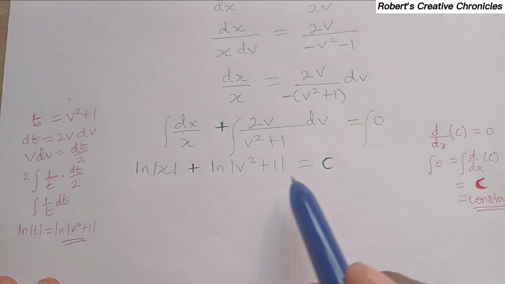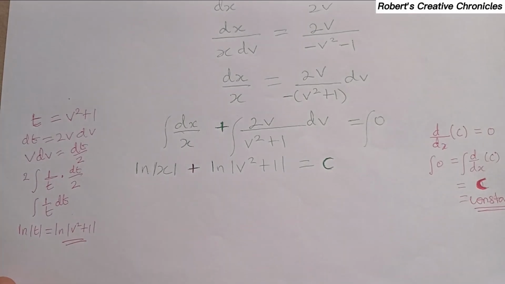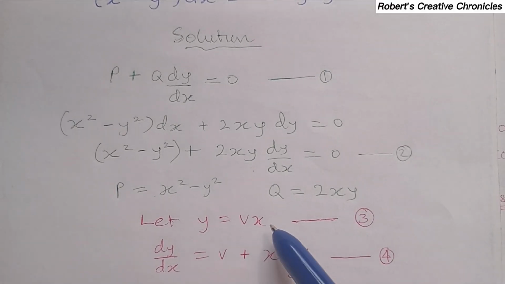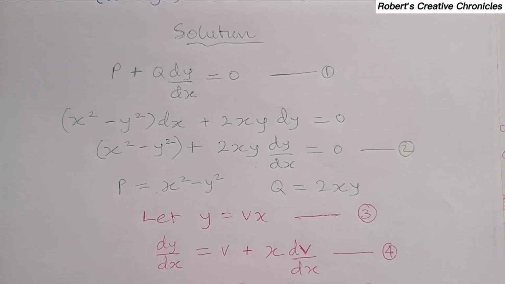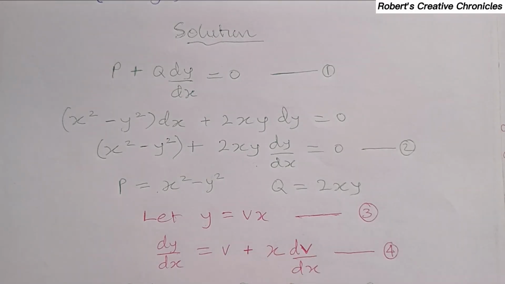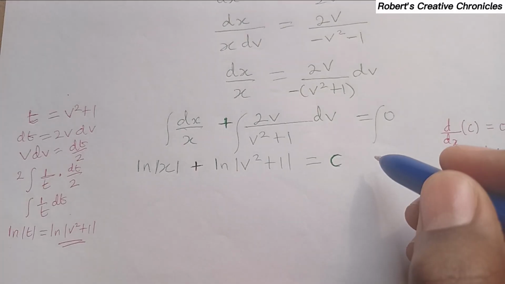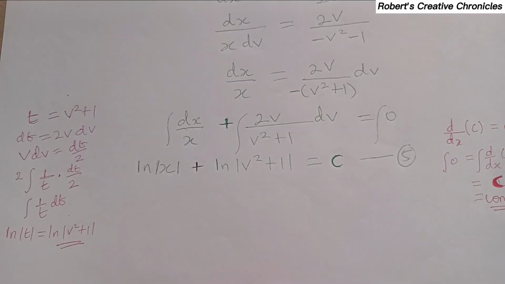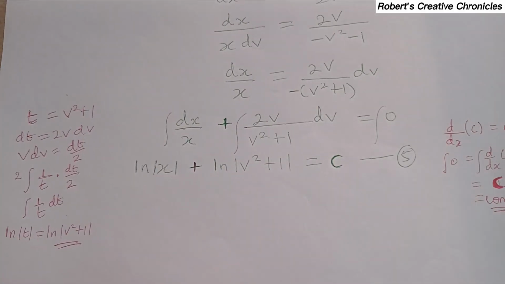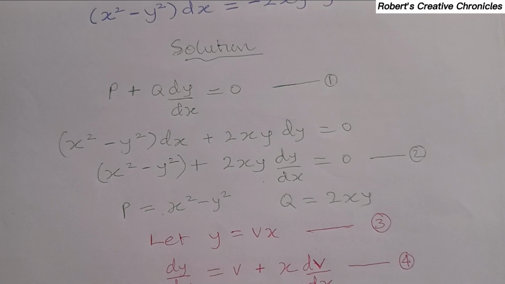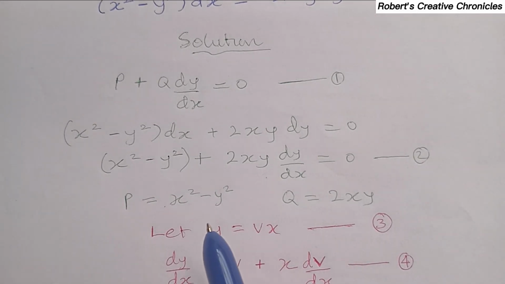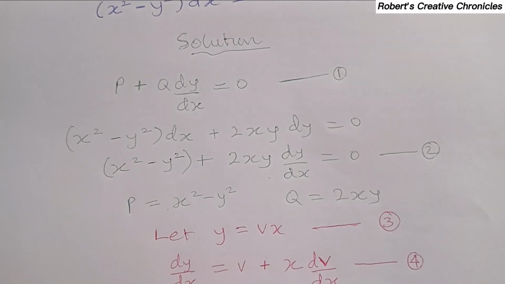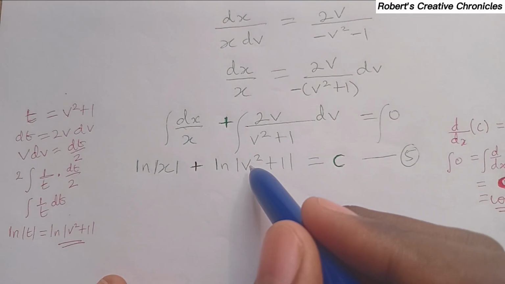So now we'll substitute equation 3 into that equation, which says that y is equal to vx. The last one is 4, so this will be our equation 5. And we will substitute this equation 3 into it. So now from here you can know that v is equal to y over x. So anywhere we see v, we'll put y over x.